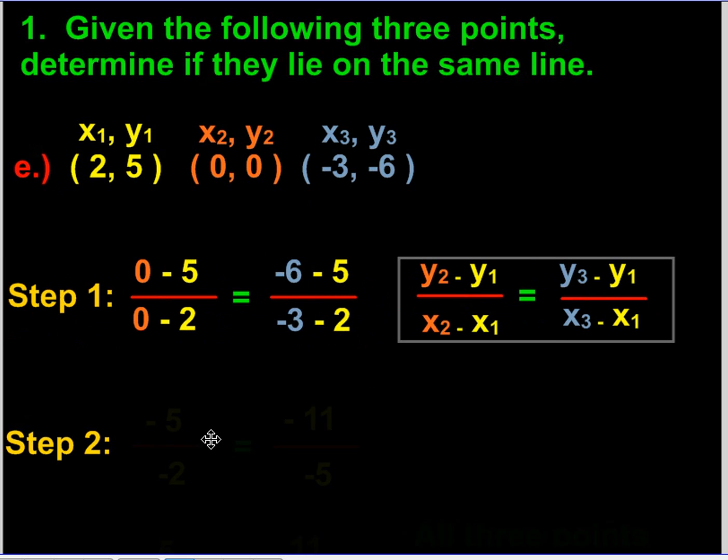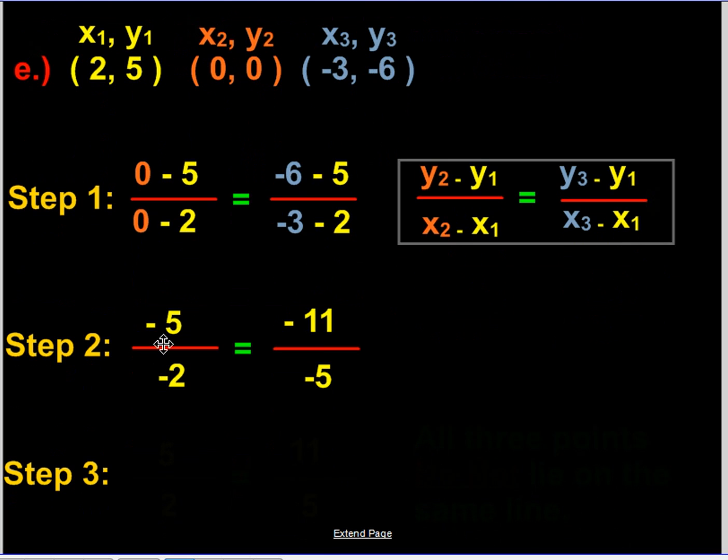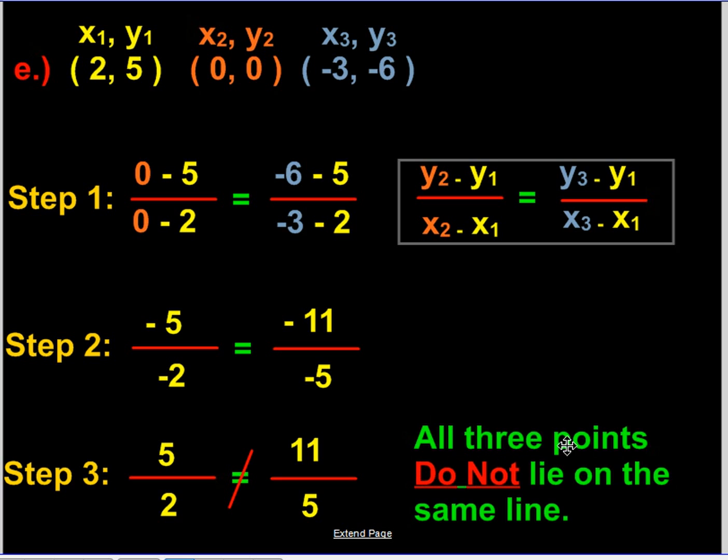I can then go ahead and solve the equation, which gives me -5 over -2 equals -11 over -5. Now the negatives would cancel out, and these would technically be positive fractions. But still in all, you can see that 5 over 2 does not equal 11 over 5. And so because of that, I would say that all 3 points do not lie on the same line.